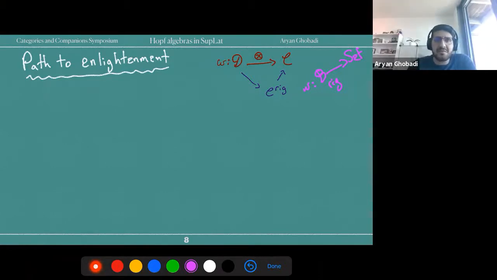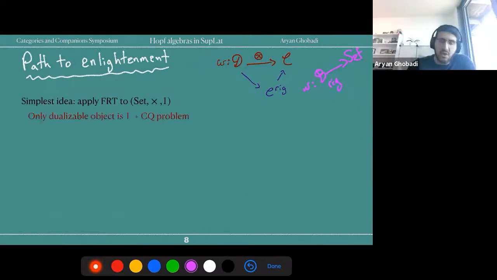And so the naive solution, you would say, is, hey, Aryan, why don't you just apply FRT to sets with the Cartesian product? That's a monoidal structure, and it's really, really nice. The problem is, remember, the coend I constructed, I needed it to land in the subcategory of rigid objects. I needed my fiber functor to land in the subcategory of rigid objects, but the only dualizable object with respect to the Cartesian product is the set with one element.